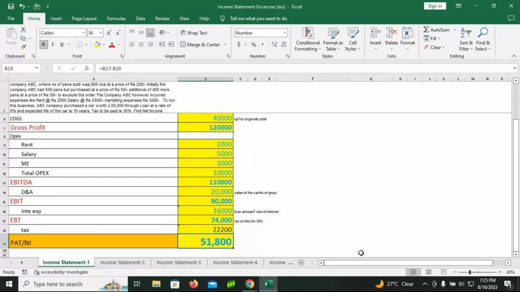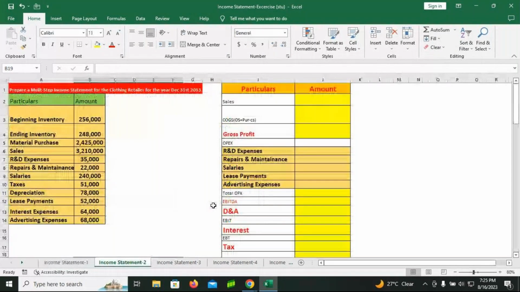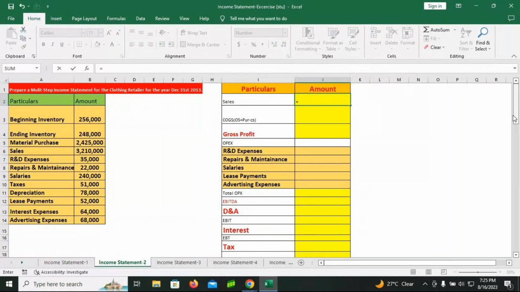Got it, ma'am? Did you people try the income statement too? Yes, ma'am. Okay, let's see. Sales, I am going to directly take the values here. For COGS, how much have they given for cost of goods sold?